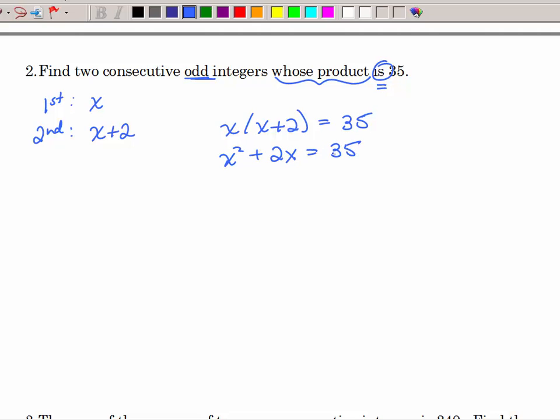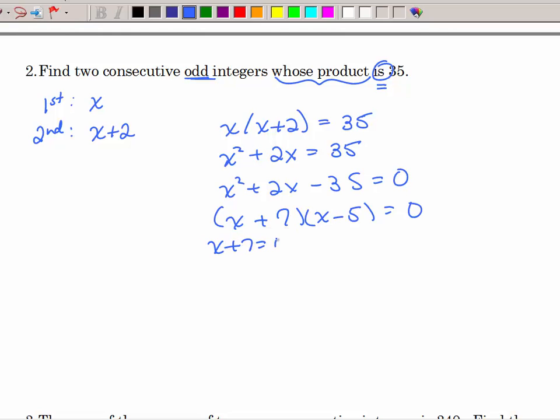It's a quadratic, that x squared and x, so I'm going to set it equal to 0, and I believe this factors. And of course you're going, well, yeah, it's 7 and 5. I know. And then we're going to set those both equal to 0. And if you stop there, you've just lost an easy point because you have not found two consecutive odd integers.